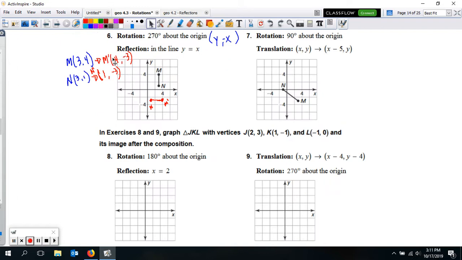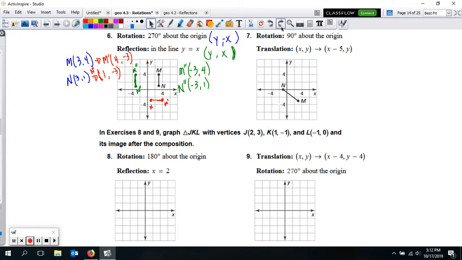So now you're going to switch these numbers. So for M double prime, it's going to be -3 first, 4 second. So that's what we'll do. We're just going to switch our numbers here. Y goes first, x goes second. So like I said, -3, then 4. This is going to be -3, then 1 for N double prime. And then you plot those two. And you can see now you're over here in the second quadrant. So (-3, 4), (-3, 1). Connect the dots.